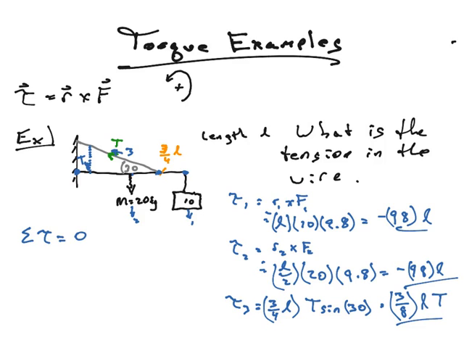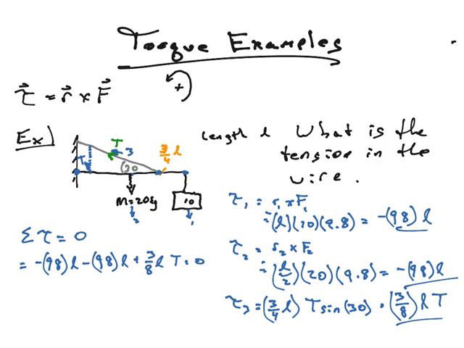First torque is for the sign. Second torque is for the mass of the pole itself. And the third torque is because of the tension in the wire. Now all I have to do is add them all up. Minus 98 times L, minus 98 times L, plus 3/8 L times T equals 0.